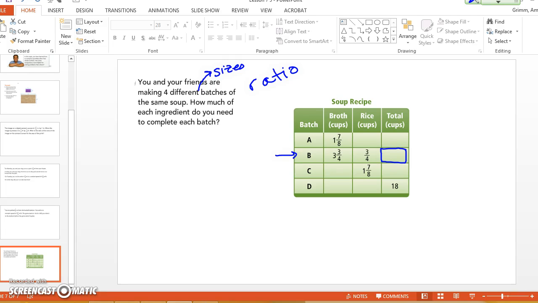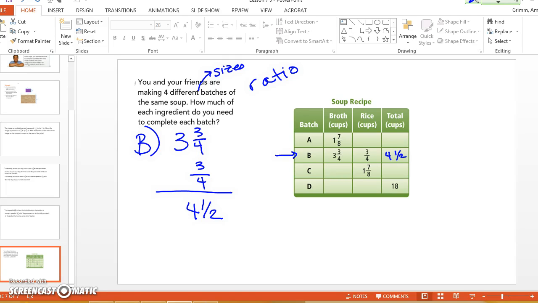Batch B, look what it's saying. Here's the broth. Here's the rice. What does this one say? Just add them together. Adding is so hard with batch B. No, it's not. They already have a common denominator. Yeah, because you're adding with the common denominator. Some of you are doing it mentally. 4.5. Wow. 4.5. Okay, it was 4.5.